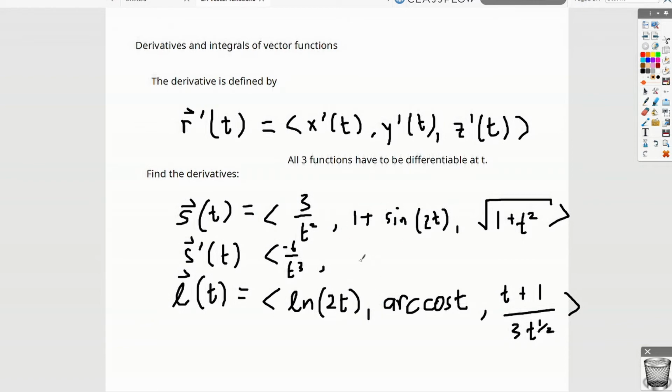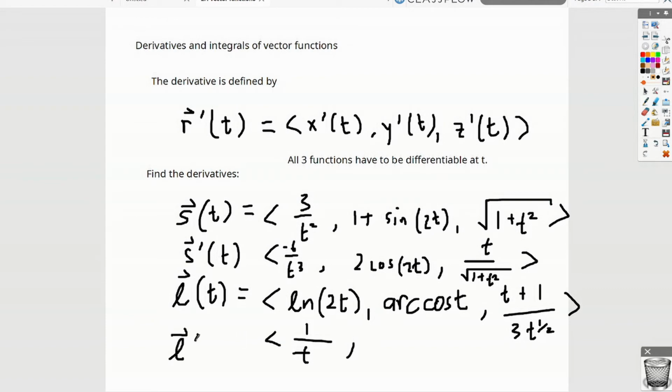Sine of 2t is the chain rule, so that's 2 cosine of 2t. The 1 is gone. And square root of 1 plus t squared is also the chain rule. It is t over the square root of 1 plus t squared. Natural log of 2t is 1 over natural log of 2t. Or no, I'm sorry. It's not 1 over natural log of 2t. It's 1 over t. And arccosine of t is negative 1 over the square root of 1 minus t squared.